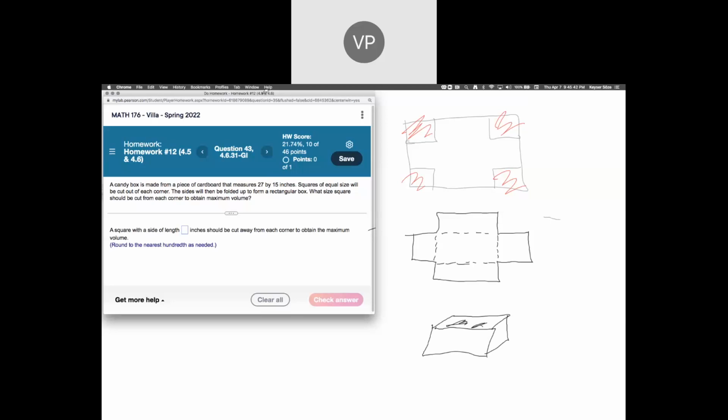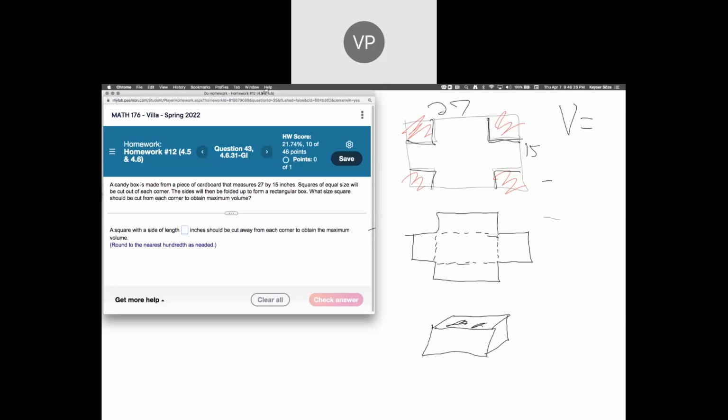So the question they have is, we know this cardboard box is 27 by 15, and the question is, what size of square should be cut from each corner to obtain maximum volume? So I need an equation right there. Now, where's my variable? Remember, they're cutting squares here. So maybe we cut a 1 by 1 square, and we have to cut a 1 by 1 everywhere, because otherwise it won't make a perfect box. We can do 2 by 2, 3 by 3, 4 by 4, whatever it is. I don't know what it is, but what I do know is it's a square, and we can then use that information to figure out what the volume is.